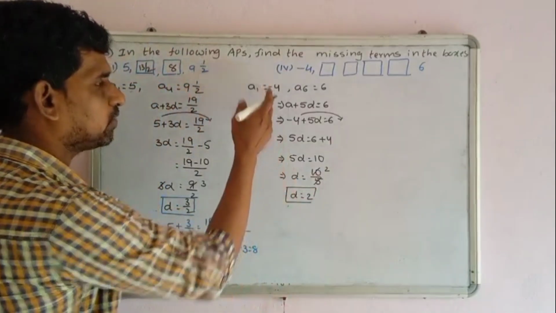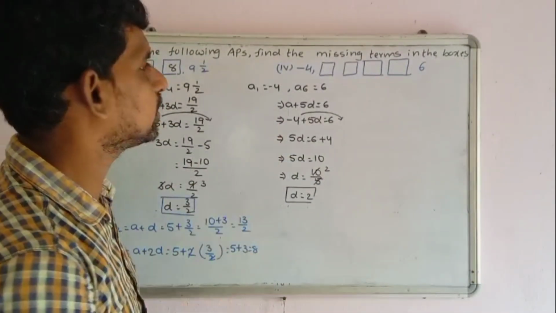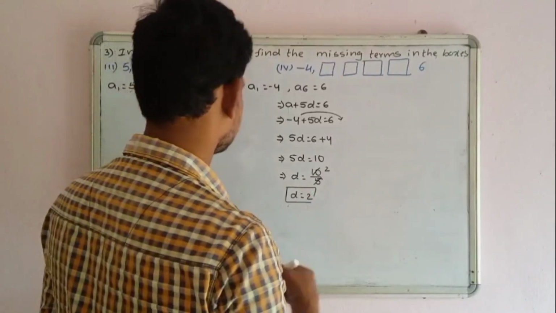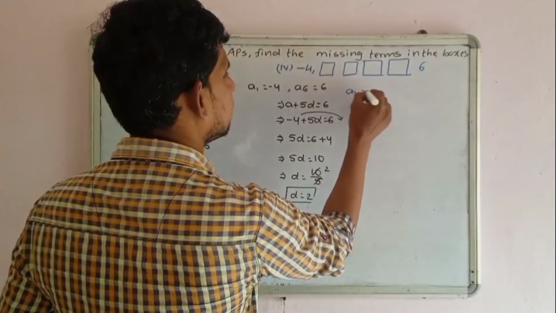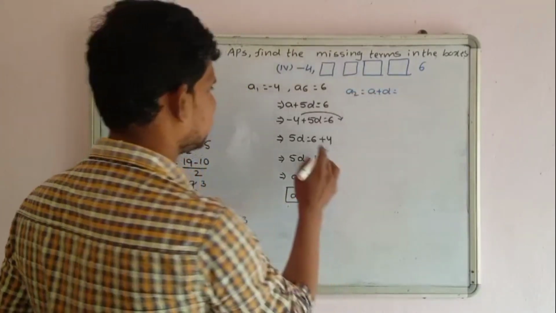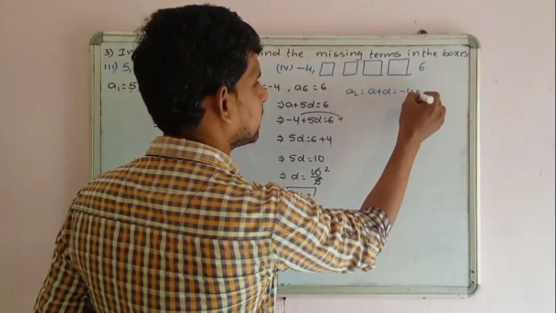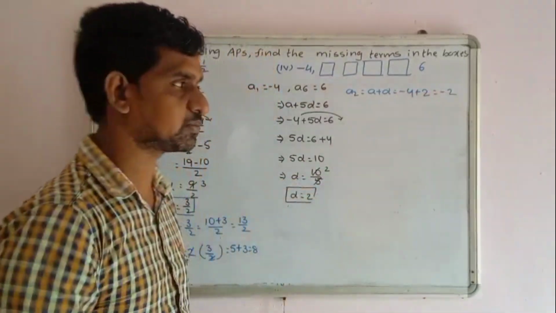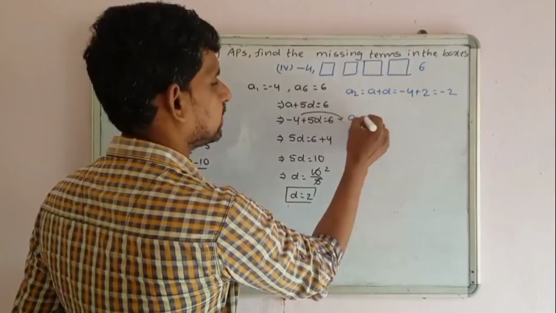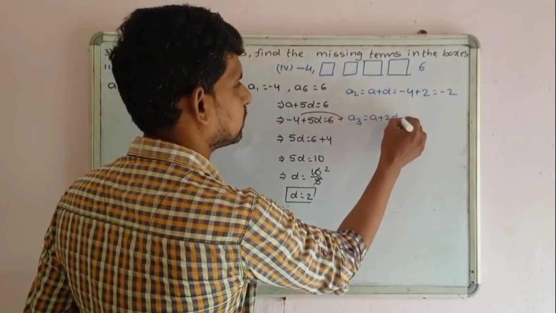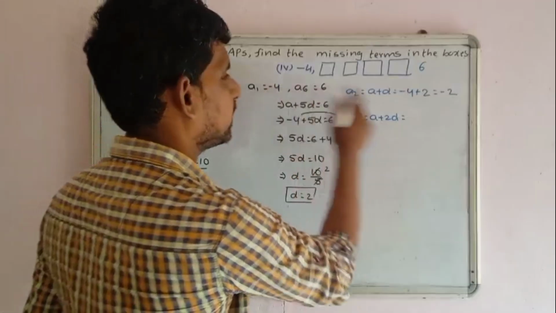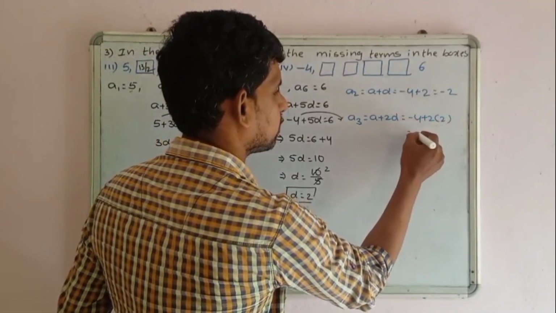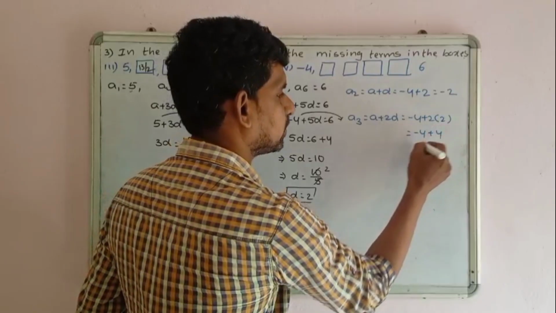Okay. Now we will find, already we know A. Now we will find A2, A3, A4 and A5. So first A2. A2 is nothing but A plus D. A value is minus 4 plus D value 2. Minus 4 plus 2 is minus 2. Next A3, A plus 2D. So A value minus 4 plus 2 times D value 2. Minus 4 plus 2 2s are 4. That equals 0.